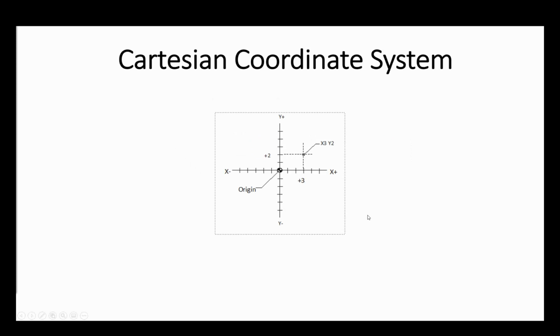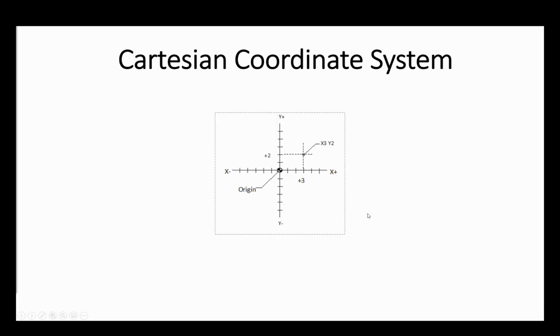A two-dimensional Cartesian coordinate system consists of 2 number lines set at a 90 degree angle to each other. One line is horizontal, left to right, and is labeled as the x-axis. The other is vertical, up and down, and labeled as the y-axis. The point where the axes cross is the origin.